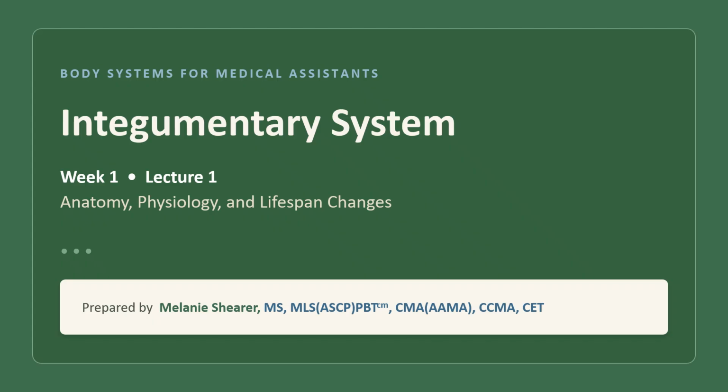Welcome. This first lecture is on the integumentary system, which is the skin and its accessory structures. We start here for a reason. The skin is the largest organ in the body. It's the first thing you observe on every patient, and it gives us an ideal place to establish the pattern we will follow for all 14 body systems this term.